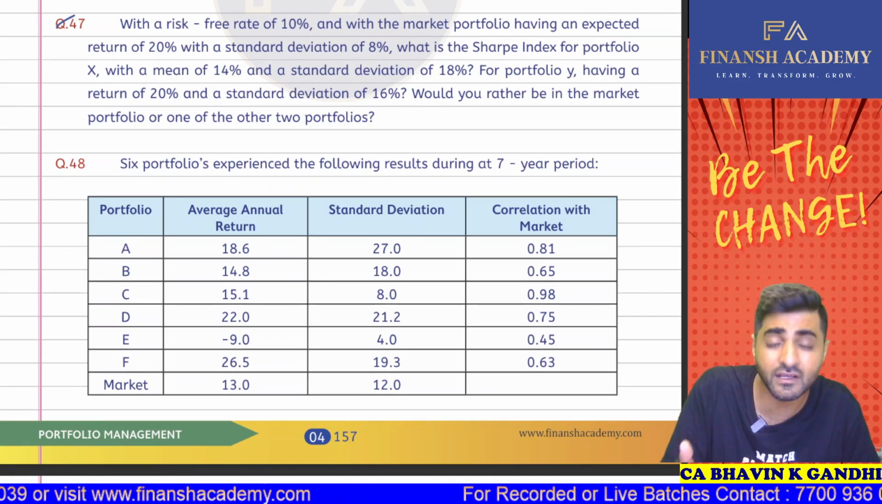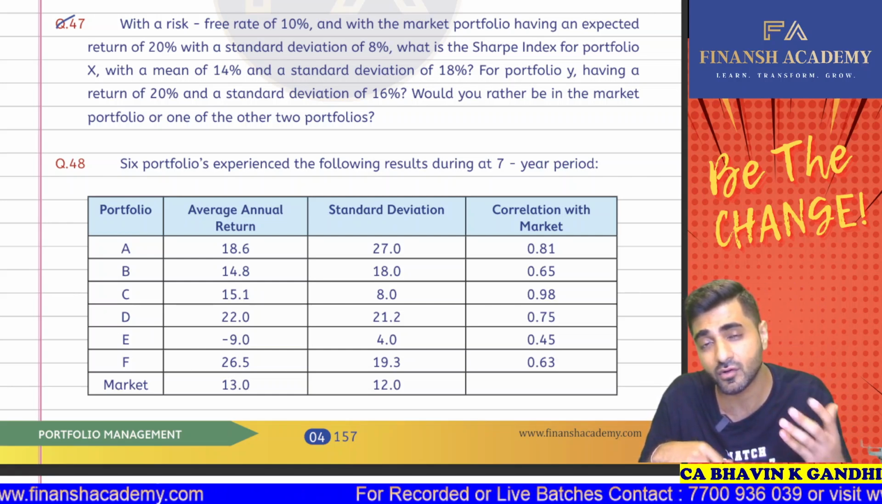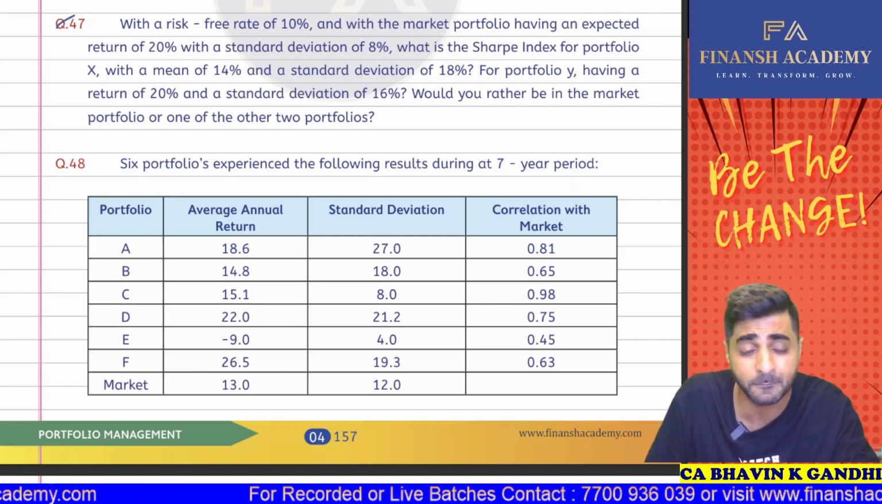And then we have to give the conclusion based on this. So always remember that all these ratios should always be higher the better, okay? So we always want to earn more premium per unit of risk, okay?